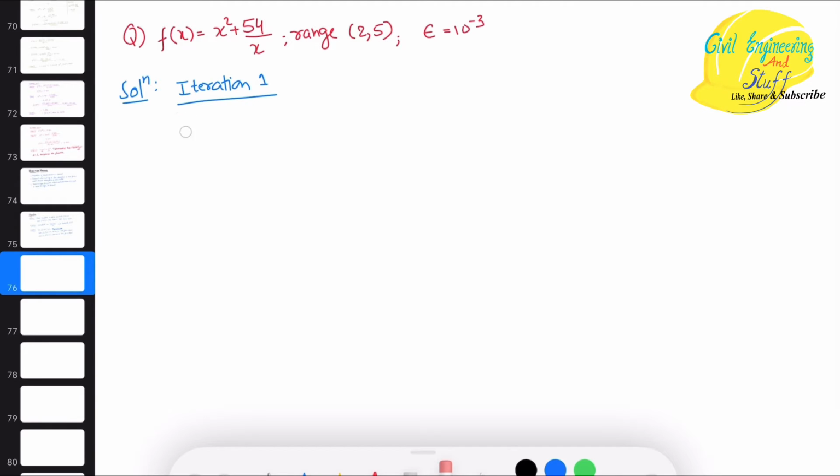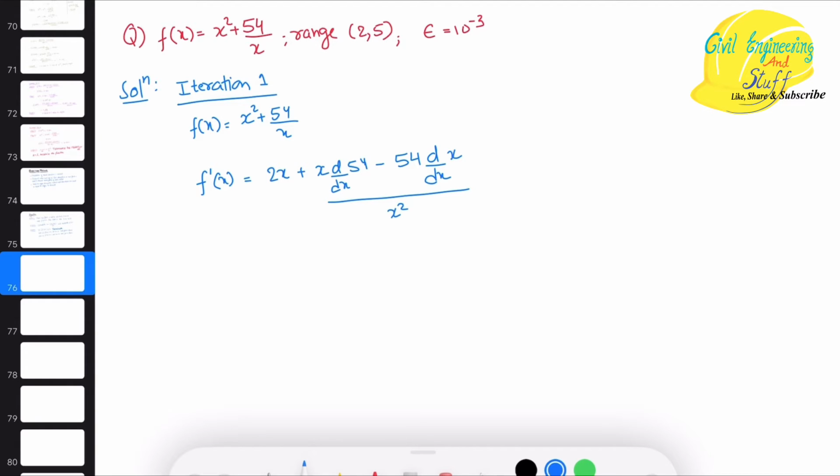Our f of x is equal to x square plus 54 by x. So the first derivative, d by dx of x square, will be 2x. For 54 by x, d by dx of 54 by x, we know is denominator times d by dx of numerator minus numerator times d by dx of denominator, divided by denominator square. So this is the formula.